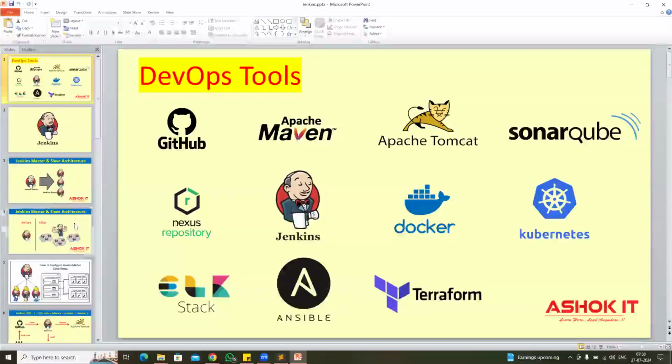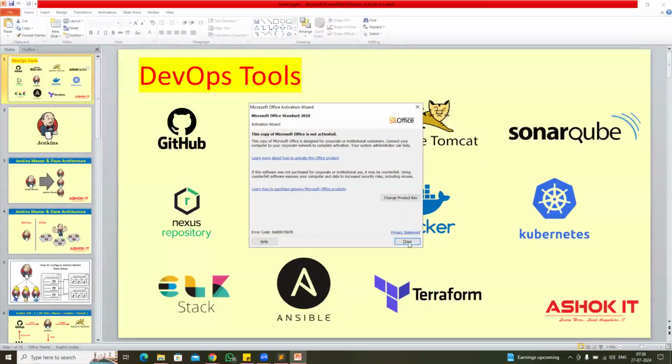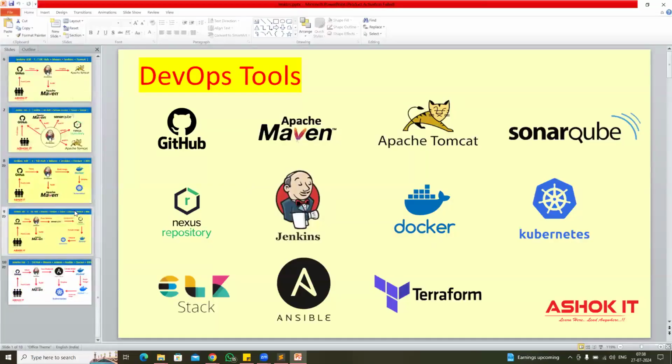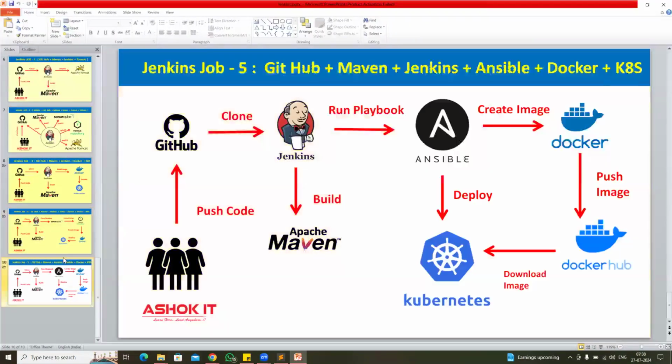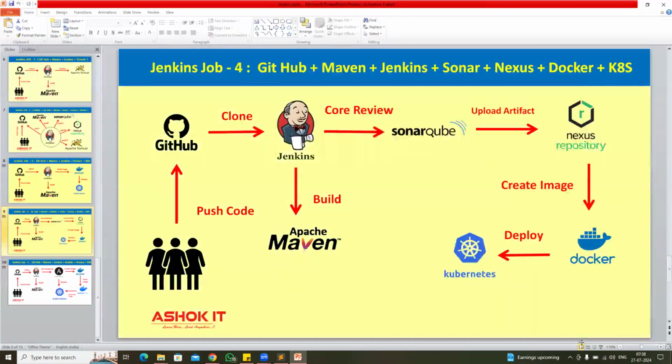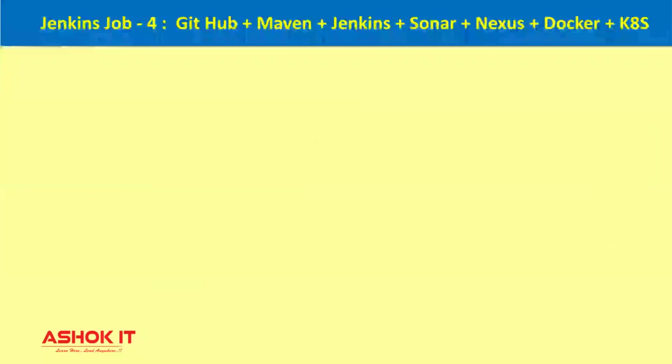Let's look at this. All these tools will be available. These are called DevOps tools. Let me show you the flow, how the CI/CD pipeline will be available in real time. So in real time, the project deployment will happen like this.